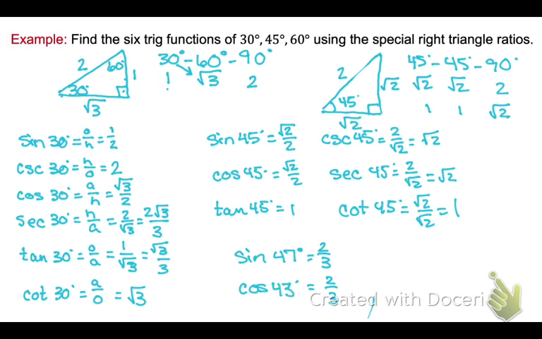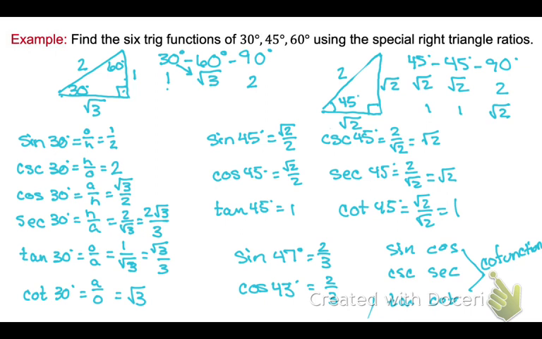See how that works? So that happens for every cofunction. Sine and cosine are cofunctions. Cosecant and secant are cofunctions. And tangent and cotangent are cofunctions. So that's why it works that way.